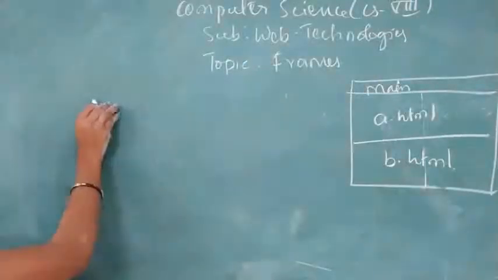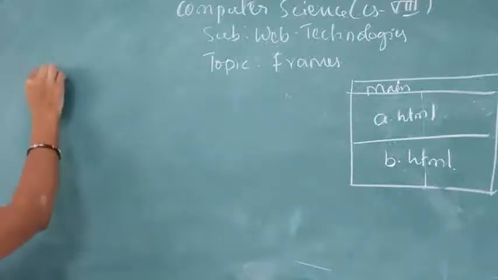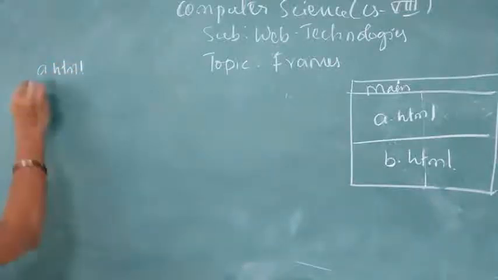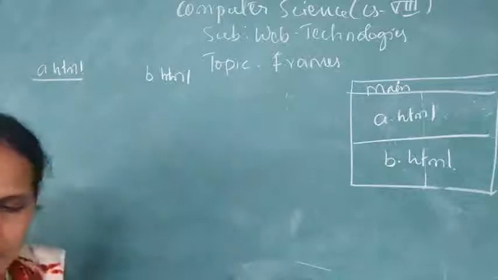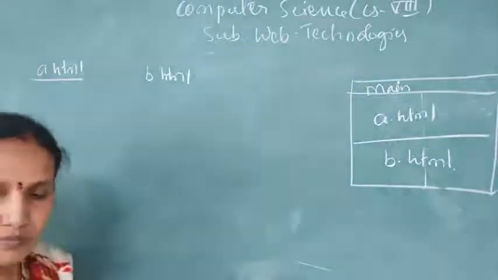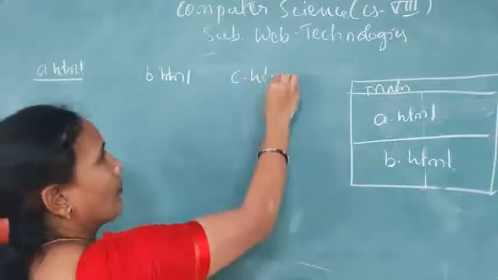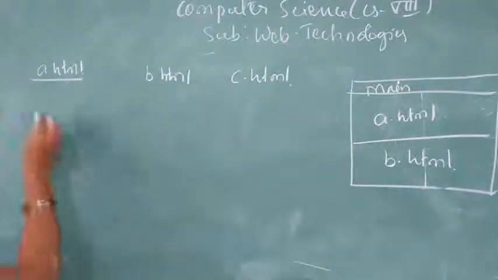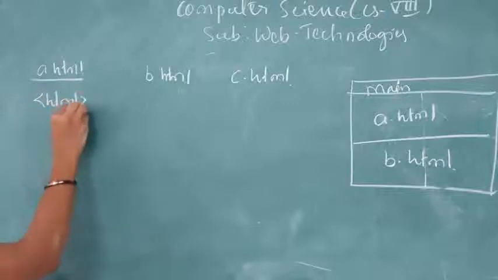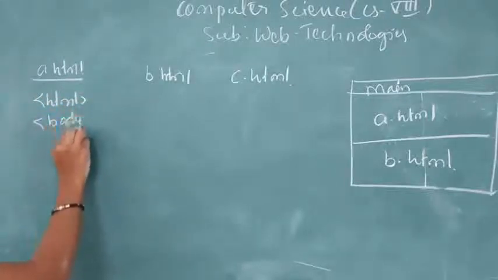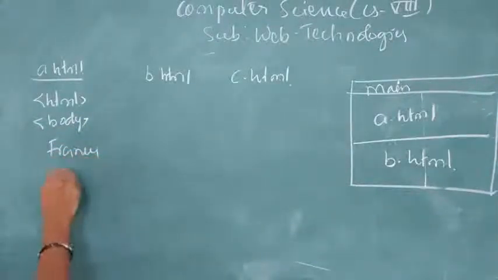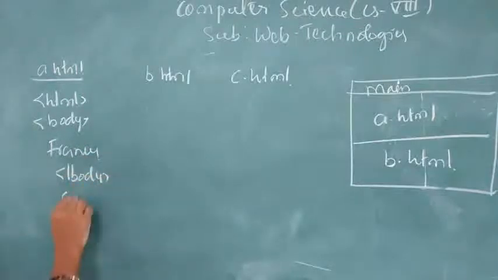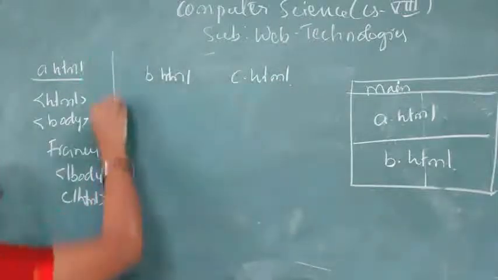So first I am writing a.html. Here we have a.html, this is b.html, one more file, and this is c.html. So, 3 files. In a.html, I am writing html, and directly the body section. Inside the body tag, I am writing frames, and I am closing the body section and the HTML. This is a simple program. The name of the file is a.html. Now come to b.html.